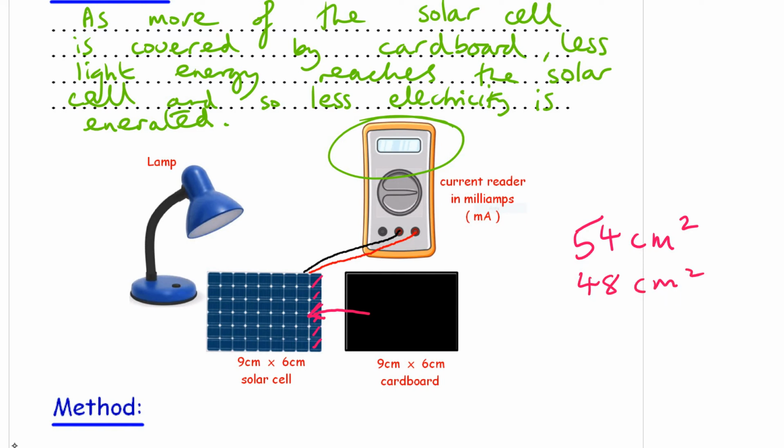Then we move the cardboard again further along, and another 1, 2, 3, 4, 5, 6 centimeters squared is lost. So now we go down to 42 centimeters squared. And so on and so on until all of the solar cell is covered, and the surface area of the solar cell will be 0 centimeters squared. Let us briefly have a look at the video again.